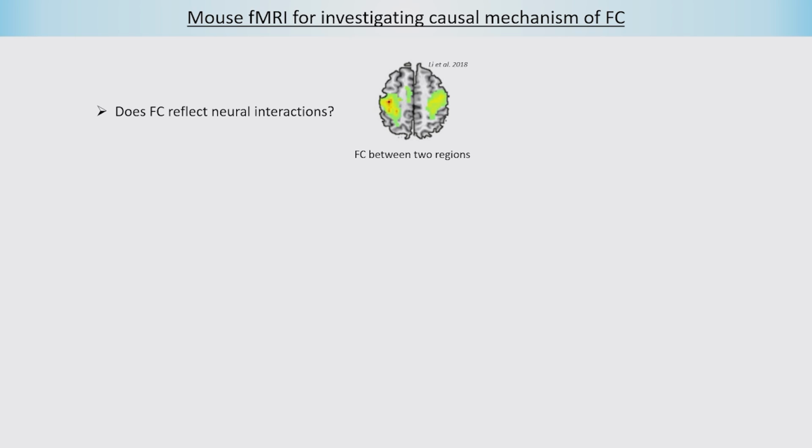To address this question, here's an example of the human brain, and let's say these two bilateral regions are functionally connected. If this actually represents a causal influence between these two regions, then if we manipulate the neural activity on one side, the other side would respond to it.